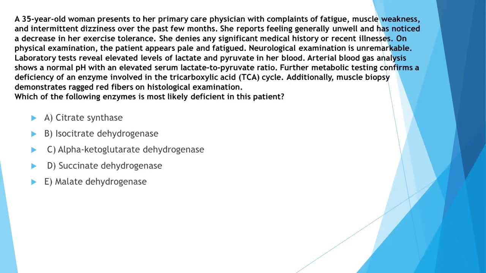Arterial blood gas analysis shows a normal pH with an elevated serum lactate to pyruvate ratio. Further metabolic testing confirms the deficiency of an enzyme involved in the TCA cycle. Additionally, muscle biopsy demonstrates ragged red fibers on histological examination. Which of the following enzymes is most likely deficient in this patient? Citrate synthase, isocitrate dehydrogenase, alpha-ketoglutarate dehydrogenase, succinate dehydrogenase, or malate dehydrogenase.